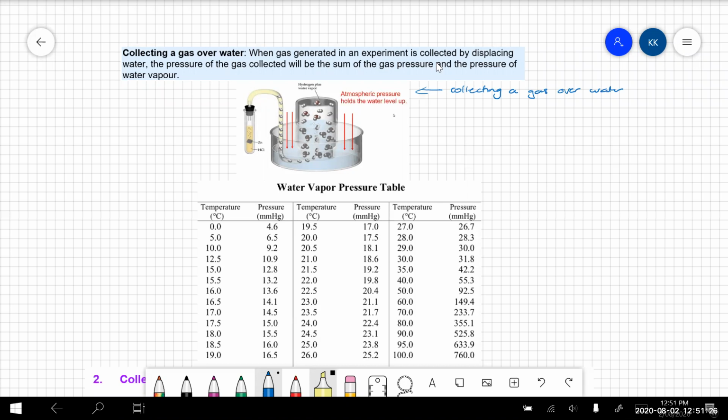Of course, collecting a gas over water is only sensible if your gas has a low solubility in water. Otherwise, your gas is just going to dissolve in the water and you're not going to collect it.